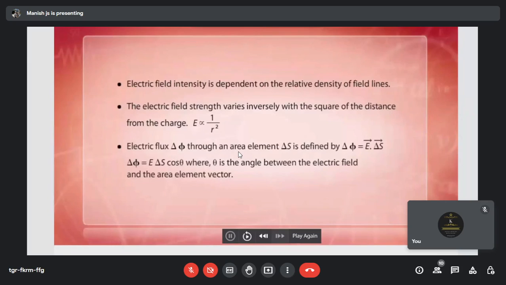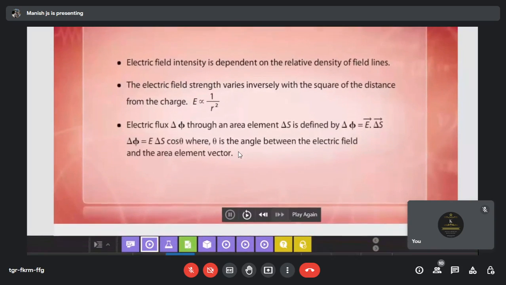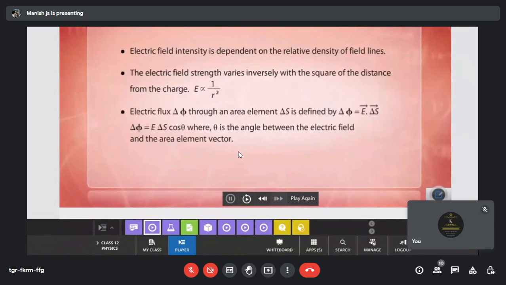And for theta equal to 0 degrees, the electric flux will be maximum. That is also one more point you can note. So with this we come to the end of electric flux. Now we move on to the next module.